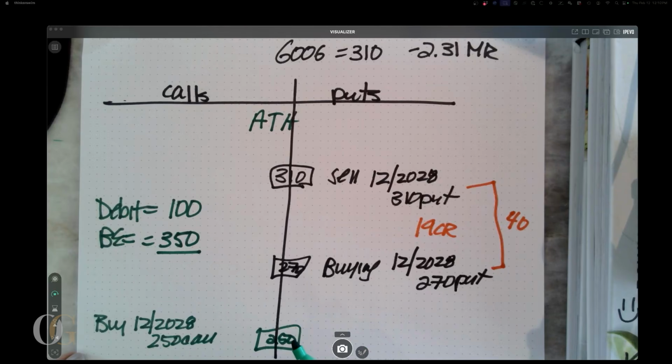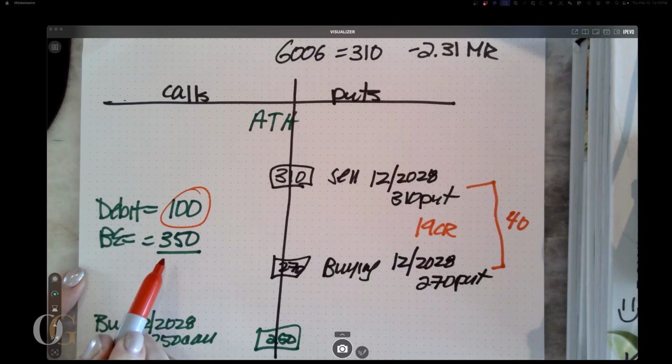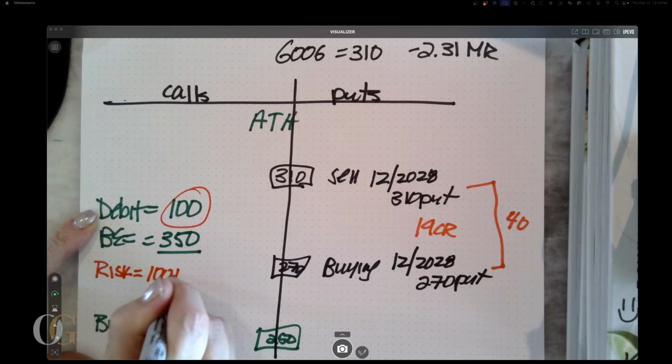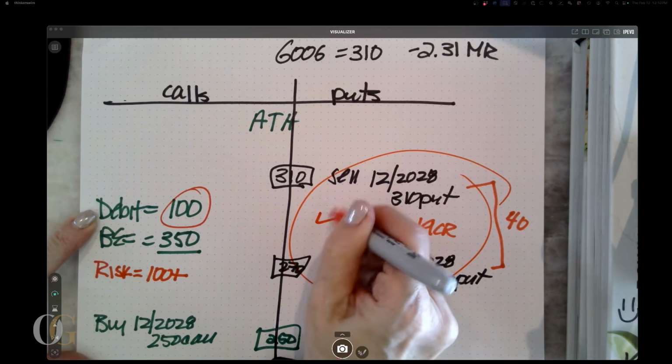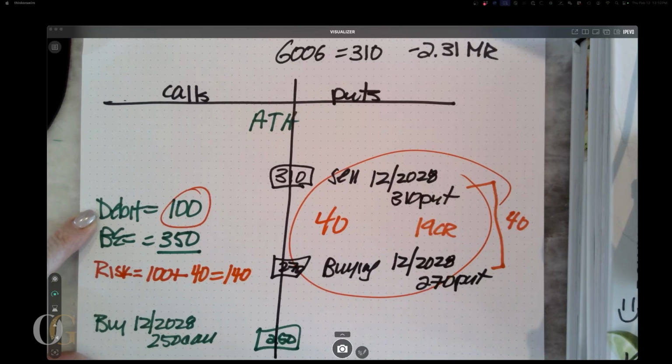What is my risk? I'm big on risk and making sure you see it. Yes, it's a big debit, but if you went out to try and buy this stock, you need to pay $310 right now. My debit's 100, so that's pretty good. It's roughly a third, a little less than a third, but close enough. My risk is my debit plus the width of my spread right here, so $40. So that is my total risk.